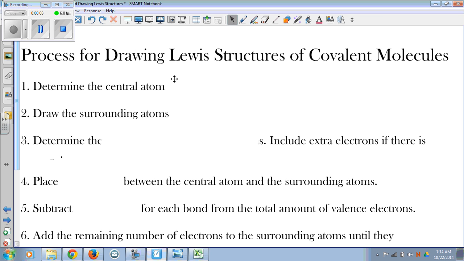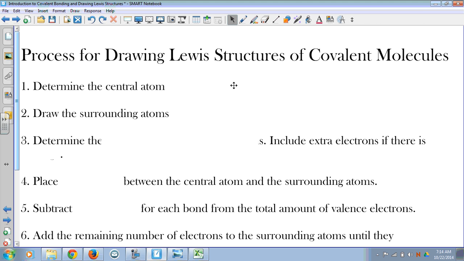Now, these structures we've been drawing throughout the notes, we've been calling them Lewis structures for covalent molecules. A covalent compound essentially is called a molecule when you're actually talking about the physical structure. Now, there's a process for doing this that we can go through each time in order to arrive at the final structure that represents what the molecule looks like.